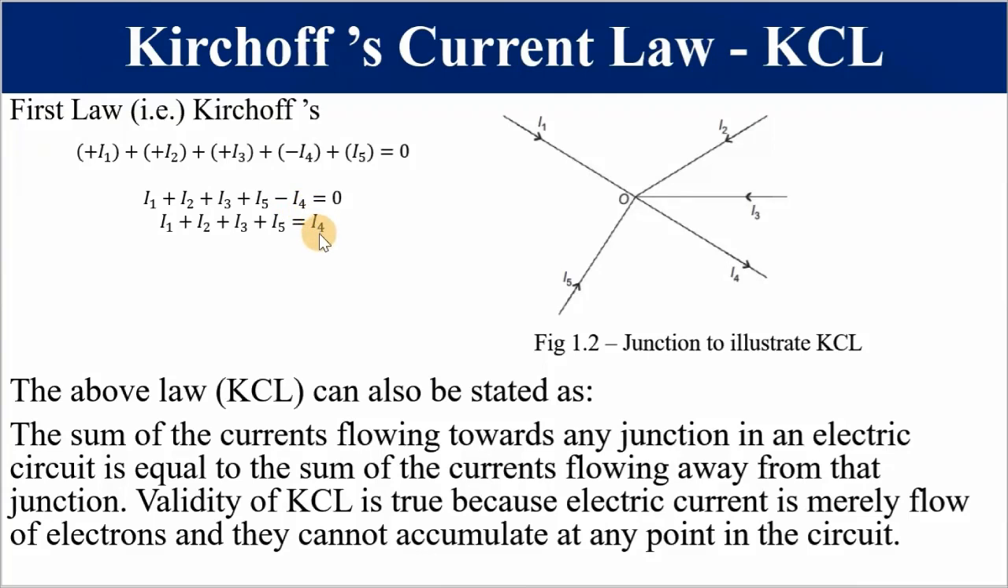Hence, we can safely say I1 plus I2 plus I3 plus I5 must be equal to I4. It doesn't matter that I4 is only one current. So we are saying the algebraic sum of currents at this point must be equal to 0 as shown by this equation. Or we can say the sum of currents flowing towards a point, in this case 0, which is made up of I1, I2, I3, and I5, must be equal to the sum of currents, which in this case is I4, flowing away from the point 0. So this is Kirchhoff's current law, KCL.